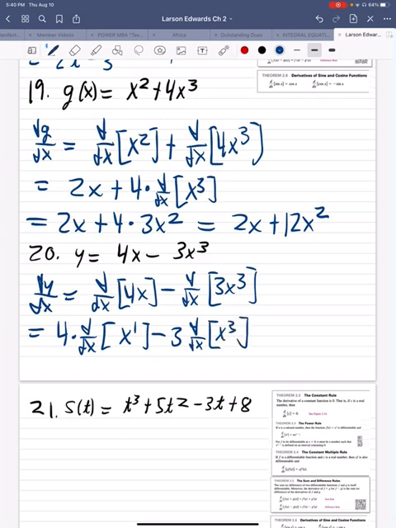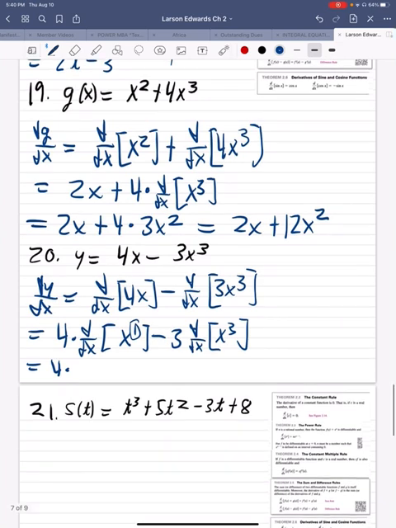So now do the power rules. 4 times, you bring the coefficient in front, times x to the 0 is 1, so it's 4, minus 3 times, bring the coefficient in front, 3x to the 3 minus 1, which is 2. So we get 4 minus 9, because 3 times 3 is 9, x squared.